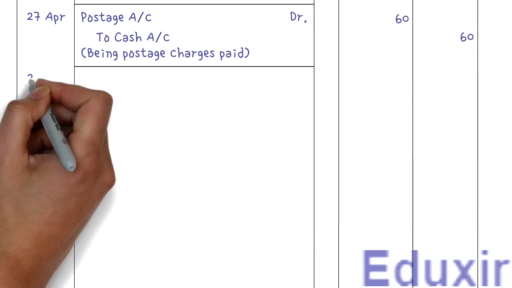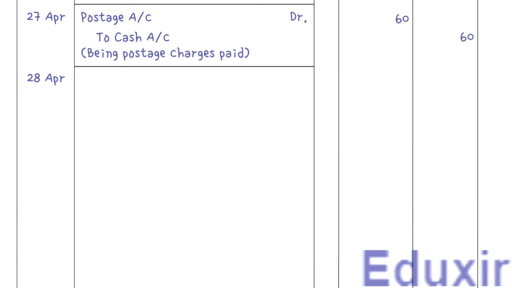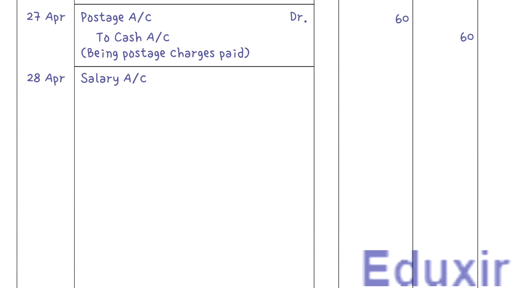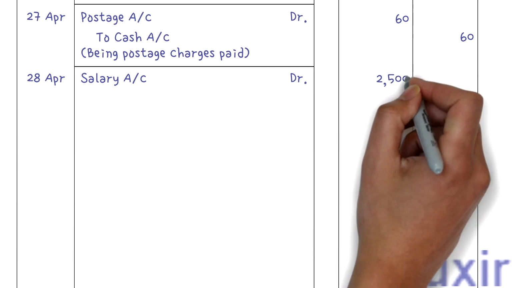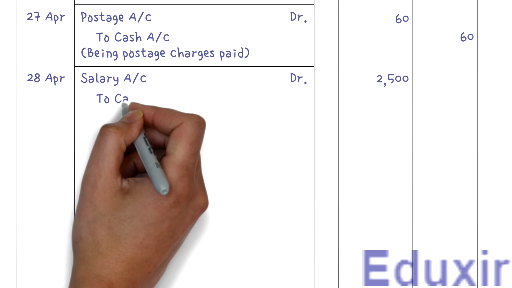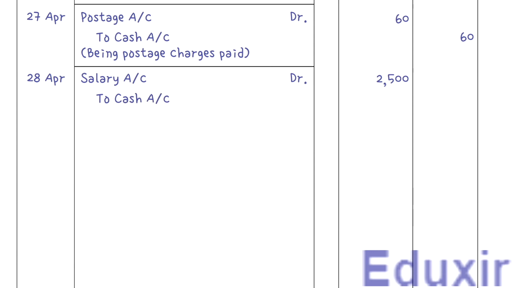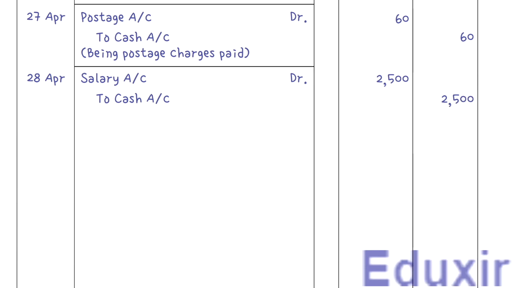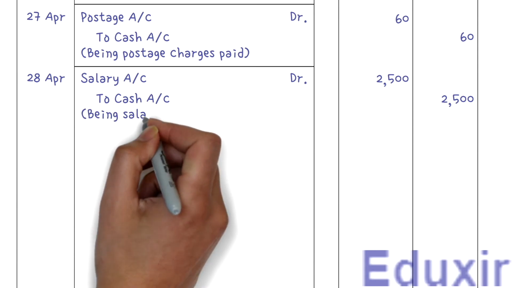Let us first record the date. Let us then record the salary account as the debit entry. Let us also write the text DR to indicate that this is a debit entry. Let us then record the debit amount of 2500 rupees in the debit amount column. Leaving a margin, let us record the cash account as the credit entry. Let us also record the credit amount of 2500 rupees in the credit amount column. Let us now record the narration or description of this transaction, that is, being salary paid in cash.